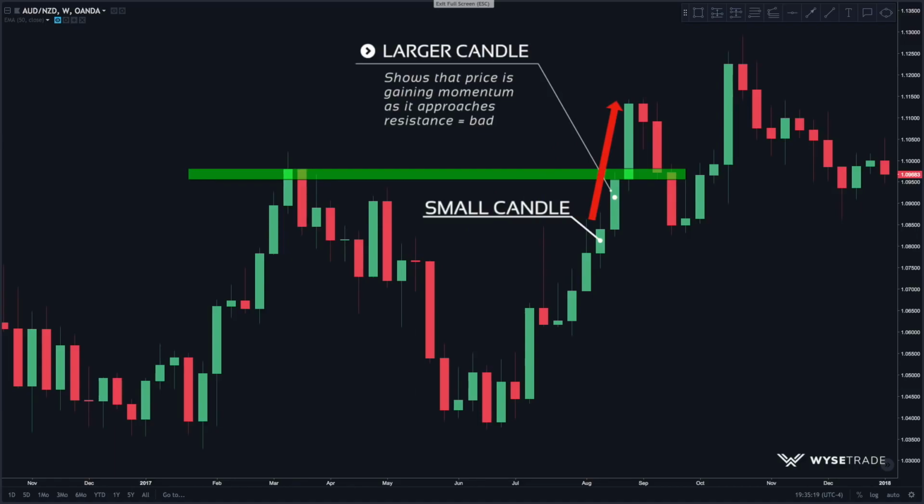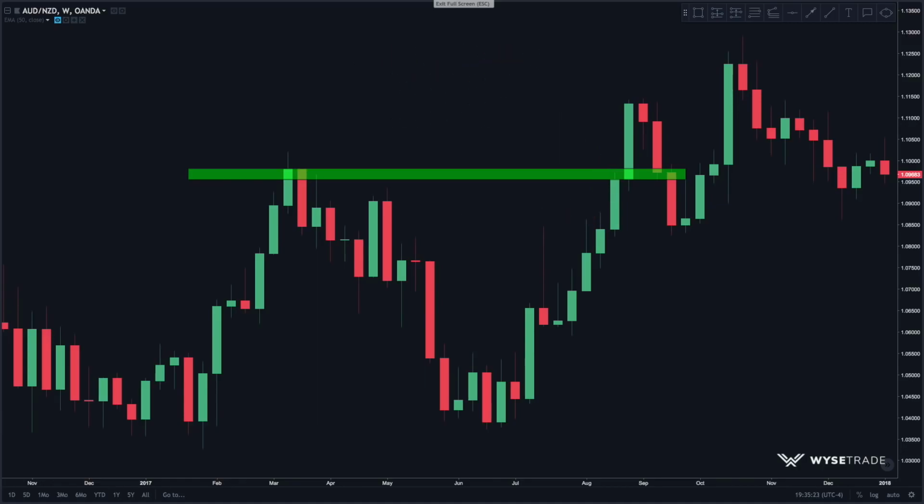As you can see, there was no price action that signaled a reversal. So I'll show you this again on another pair.